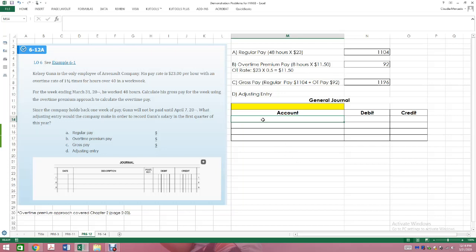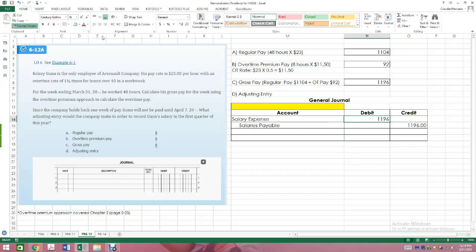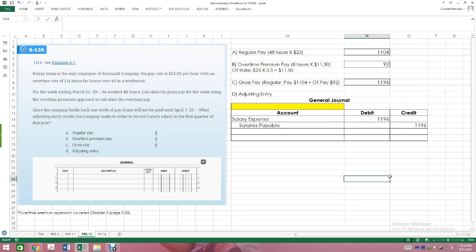So how are we going to do it? We're going to set up our accrual. We're going to debit salary expense, and these employees made $1,196. Then we're going to credit salaries payable. We're going to put that money into a payable. That way in April, when we're actually cutting checks, the money's already sitting in our payable, we just take it out and pay our employees. So that is how you do an accrual here.